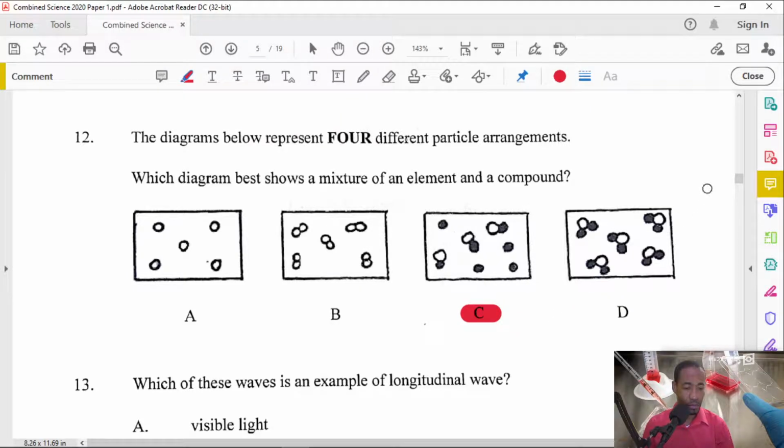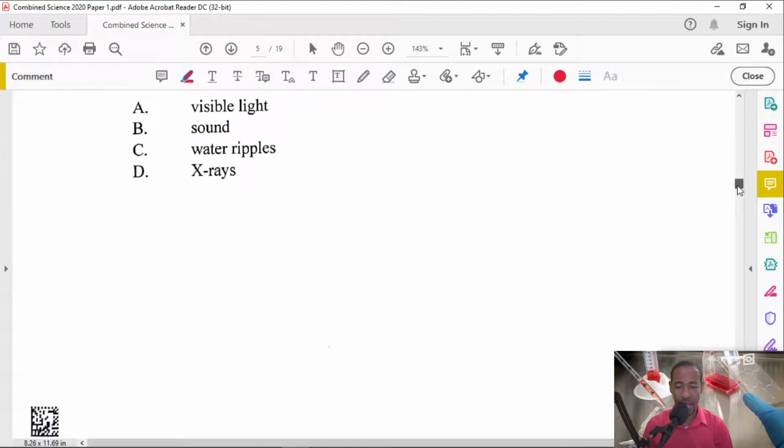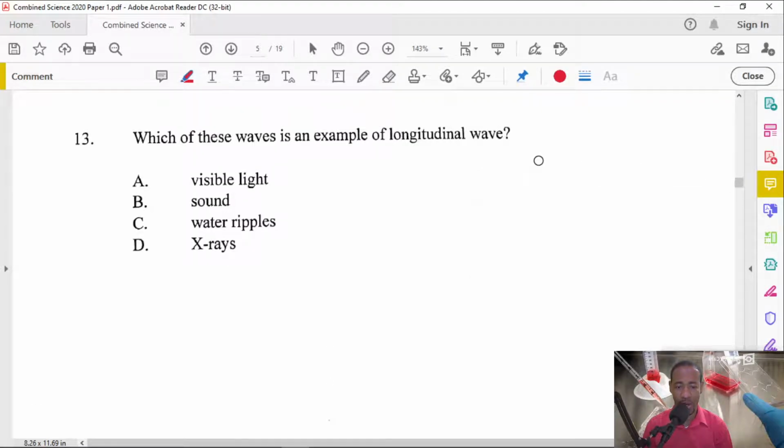Now let's go to number 13. And in number 13, it said, which of these waves is an example of longitudinal waves? And longitudinal waves, right off the bat, we should know that that is our sound waves. The sound waves are longitudinal waves. All right, visible light, water ripples, and X-ray, they are transverse waves.